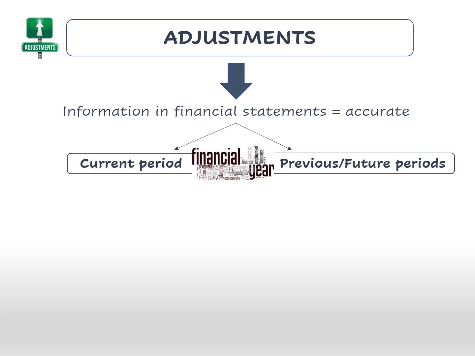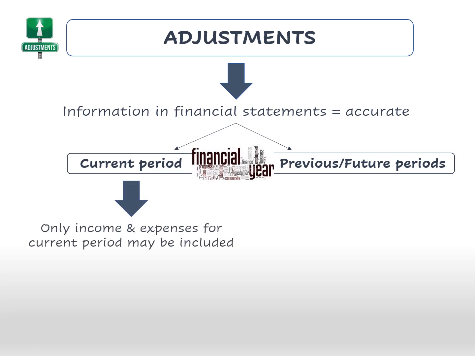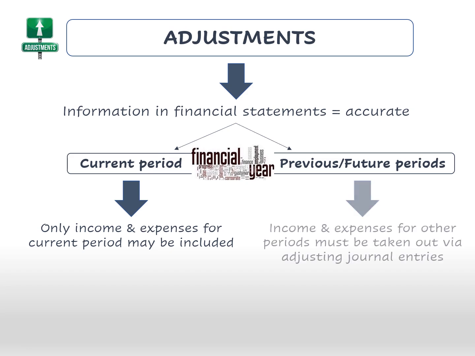So then we need to look at what is applicable to the current period and what perhaps belongs to the previous or future periods. So what belongs to the current period is only the income and expenses for that period, and only those income and expenses may be included in the financial statements for that period. And then any income or expenses for other periods need to be taken out, and we use the adjusting journal entries to do that.